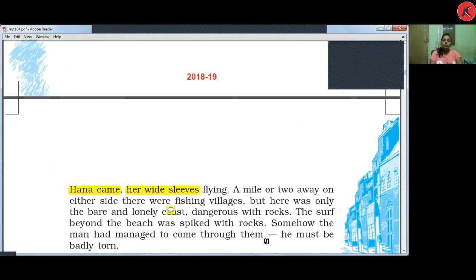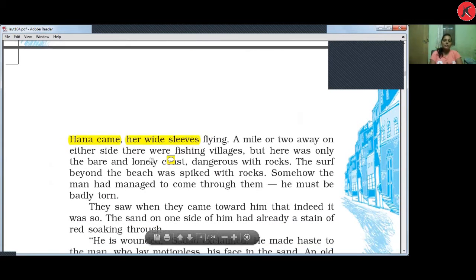A mile or two away, on either side, there were fishing villages. Now, why are they saying that maybe this is a fisherman? Because there is a fishing village a mile or two away from their home or seashore. But here was only the bare and lonely coast, dangerous with rock. This seashore is very dangerous with rocks and lonely, so there would be no fishing. So they have some doubt.